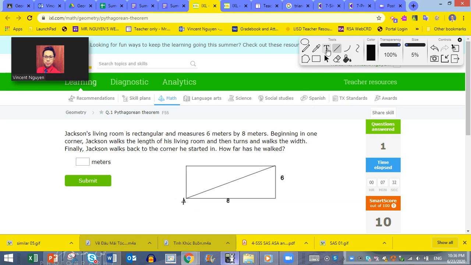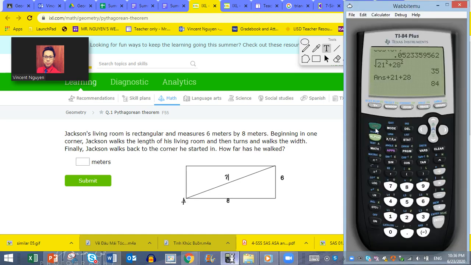Again, we're going to find this side, and then we're going to add his distance up. So this is 6, this is 8 meters, and then 6 meters, and then we're going to add that side to it to get the whole distance that he walked. Again, get your calculator out, and you're going to do the square root of 8 squared plus 6 squared, and then enter.